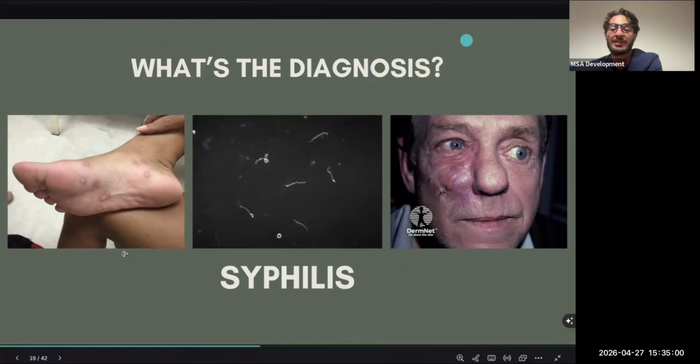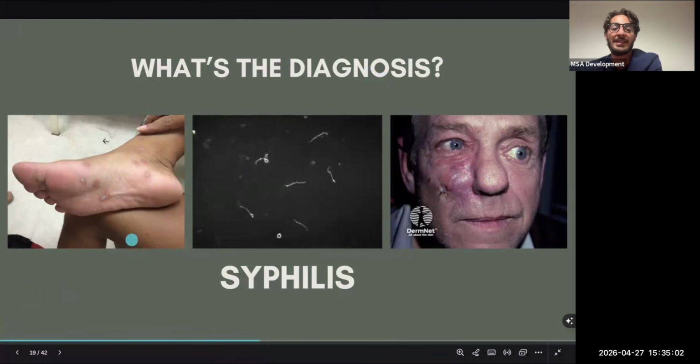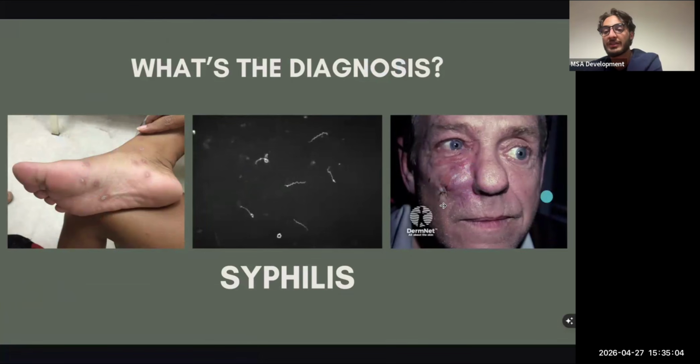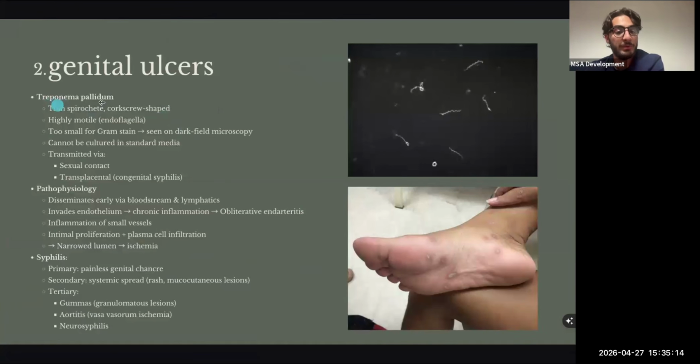So you typically wouldn't see this. Typically you would see this present, and then a couple months later you would see something that looks like this. All right, and this is just the dark field microscopy showing us the spirochete, which is Treponema pallidum, causing syphilis. Okay, so Treponema pallidum itself is a thin spirochete. It's corkscrew shaped. You can see here it's highly motile and it's too small for gram stain. So you do what's called a dark field microscopy. That's why everything around it looks dark.